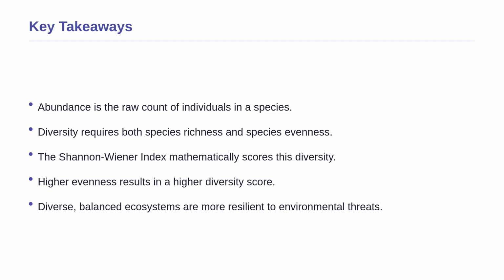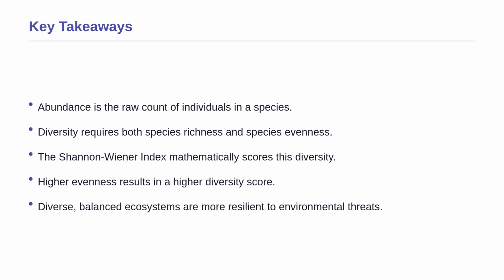We have covered a lot of ground today, so let us summarize the most important ideas. First, we learned that abundance simply counts the individuals, while diversity reveals the delicate balance of the entire community. We discovered that true diversity relies on both species richness, which is the number of species, and species evenness, which is how equally they are distributed.